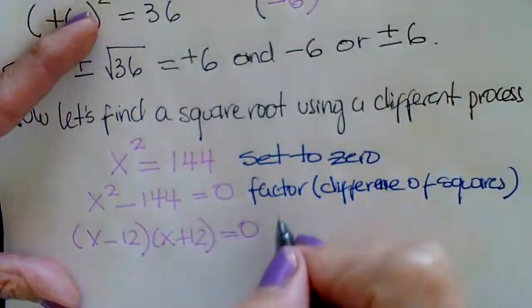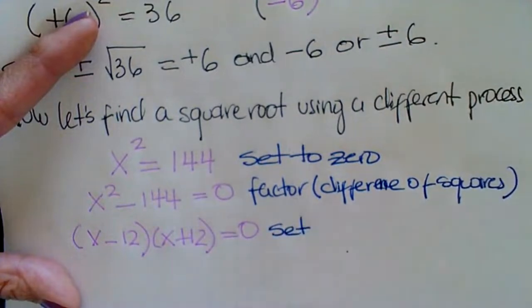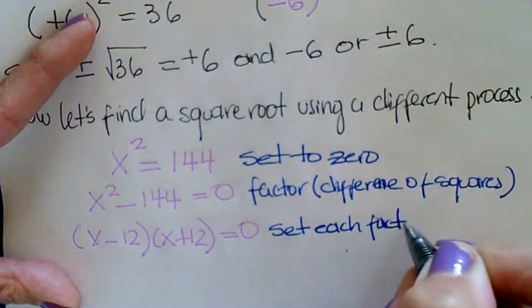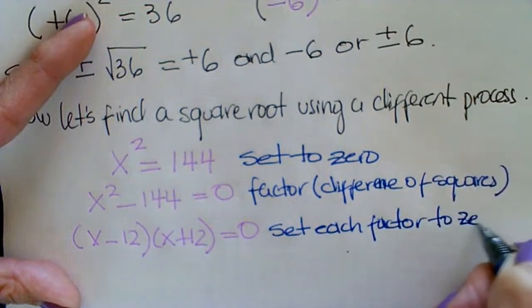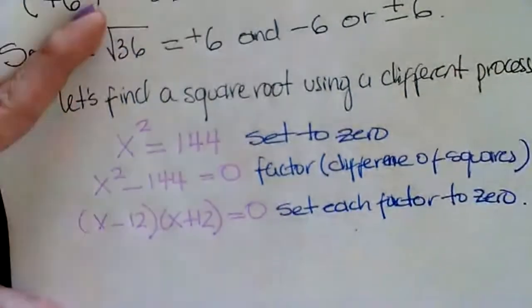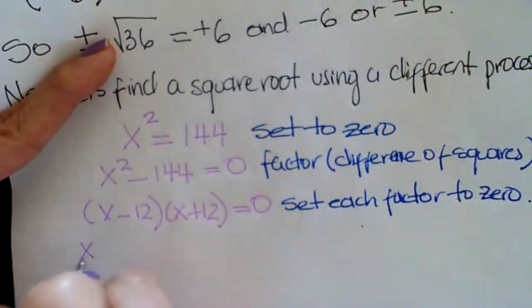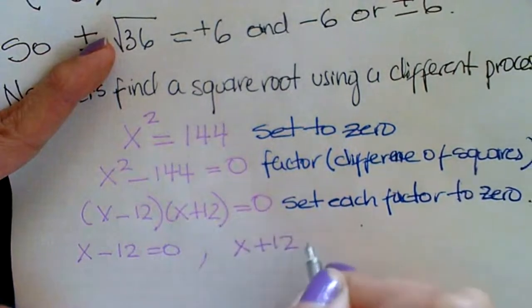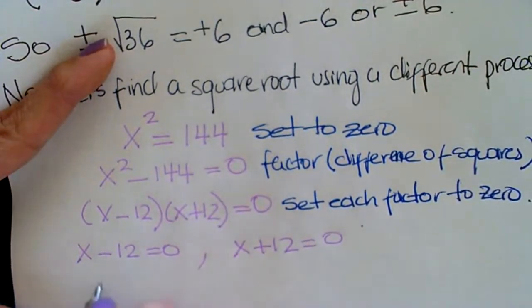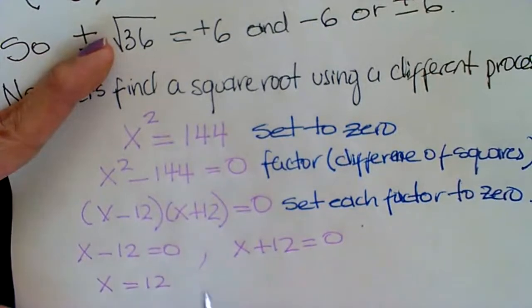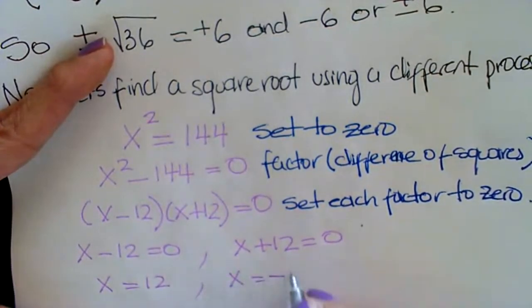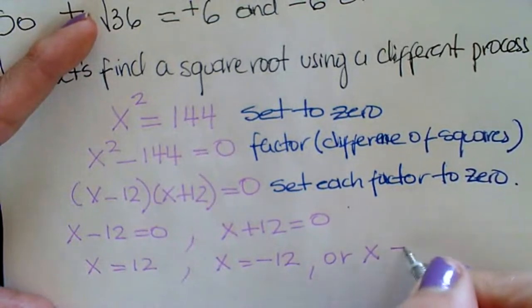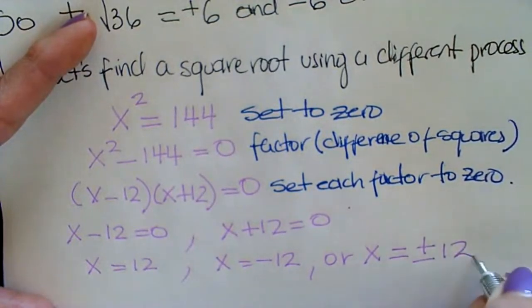What I need to do now is set each factor to 0. So we're going to do that. It's going to be x minus 12 equal to 0 and x plus 12 equal to 0. So what do I get here? x equal to 12, and on this side, x equals negative 12. Or x is equal to what? Plus and minus 12.